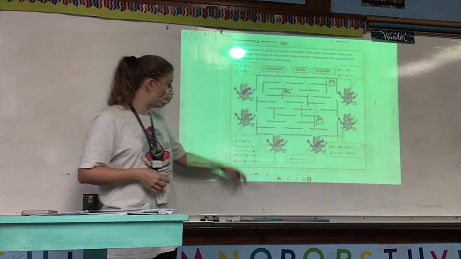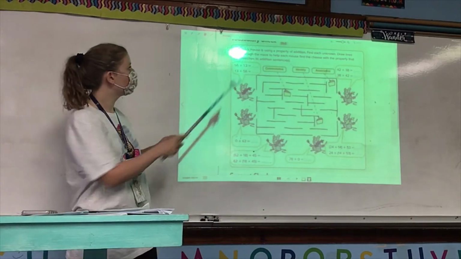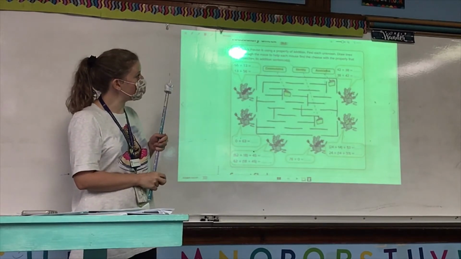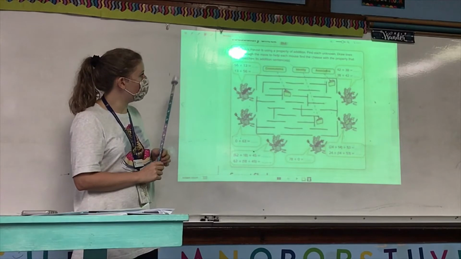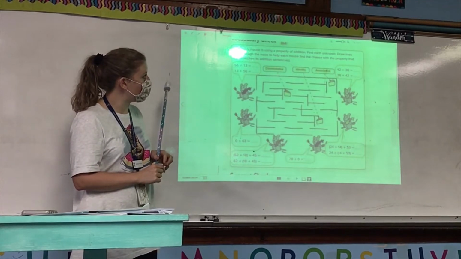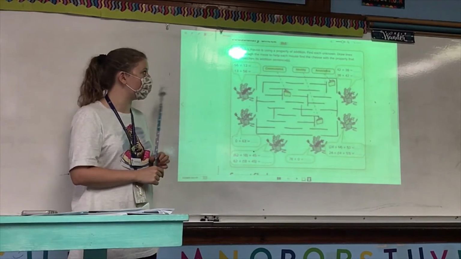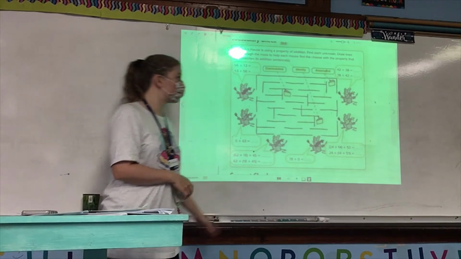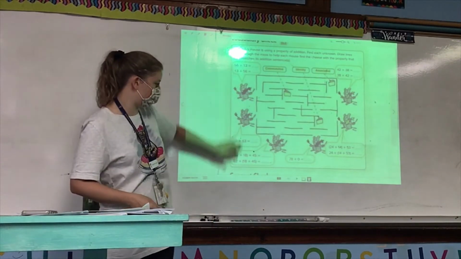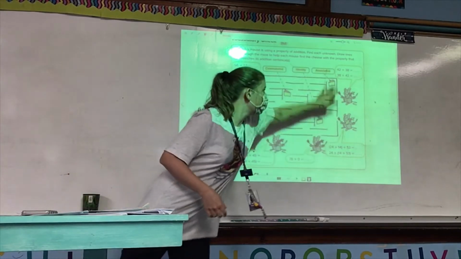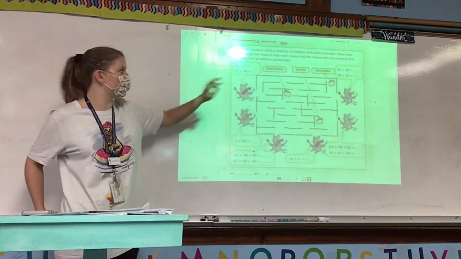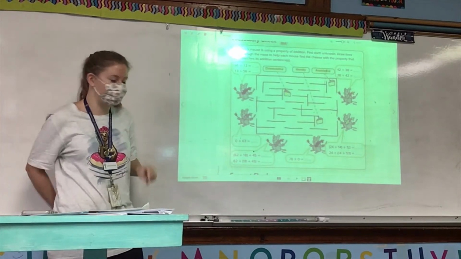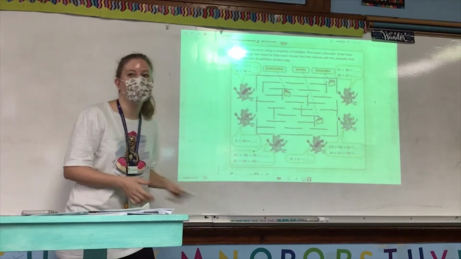Directions for number 1 say, each mouse is using a property of addition. Find each unknown. Draw lines through the maze to help each mouse find the cheese with the property that matches its addition sentences. So there were 2 parts, sometimes 3, because sometimes, like here and here and here, we had 2 separate problems. So that means you had 1, 2, and then 3 was finding the property.